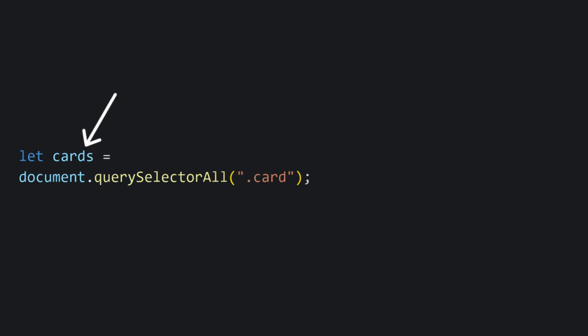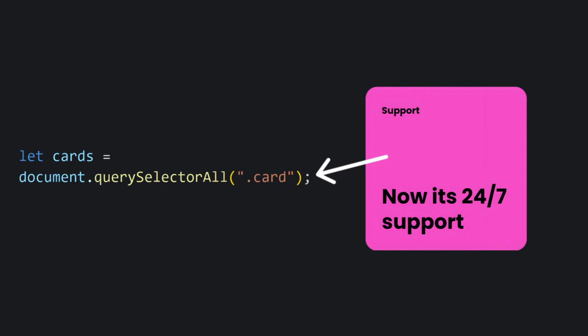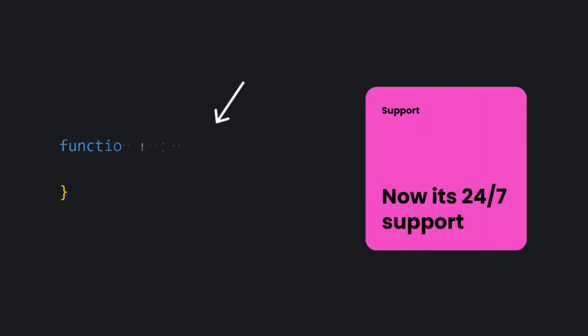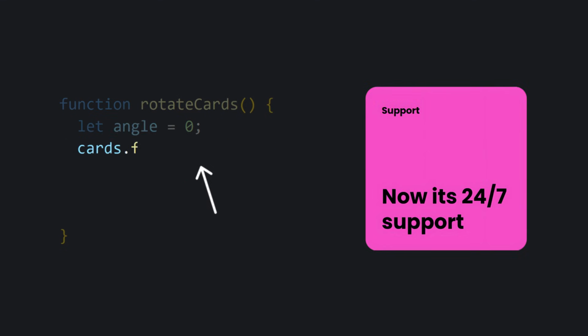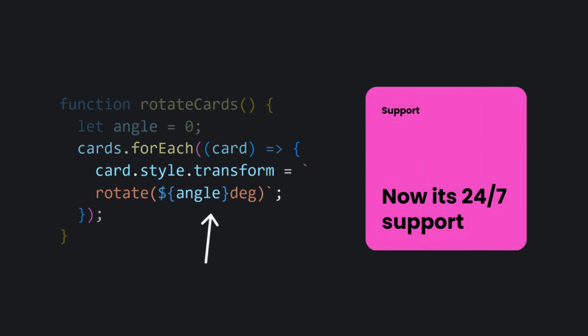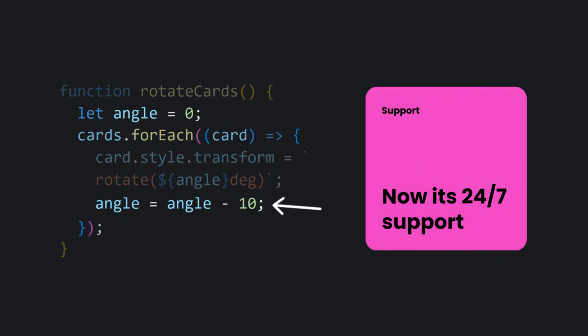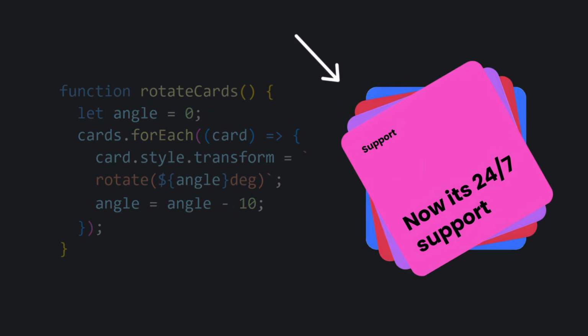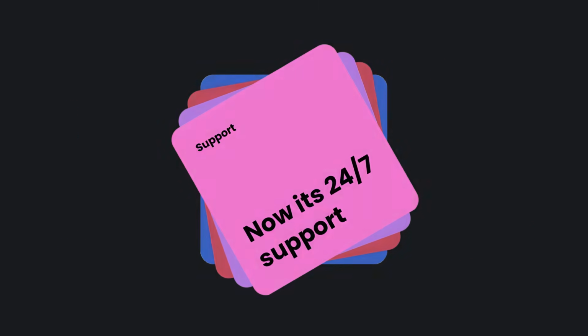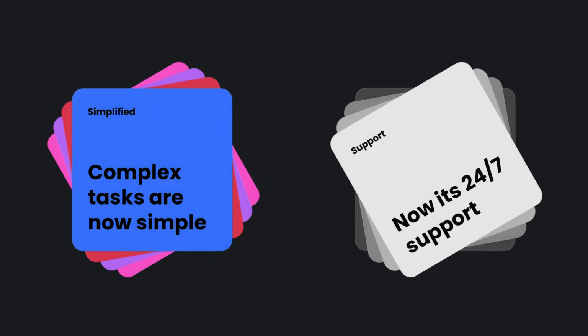Start by initializing an array, targeting all the card elements, then declare a function called rotateCards, inside which initialize the angle variable. Now iterate over all the card elements and set the angle value for each card, and finally change the angle value for each card, which will rotate the cards as shown. We can see that something is wrong with the cards. They should actually look like this, but they are like this.